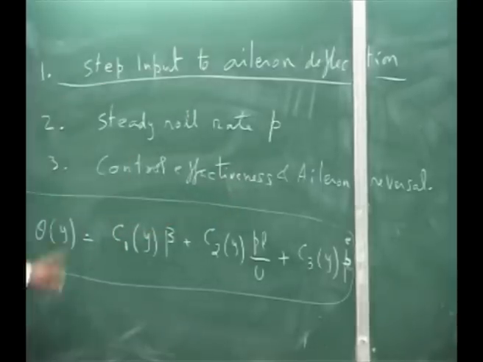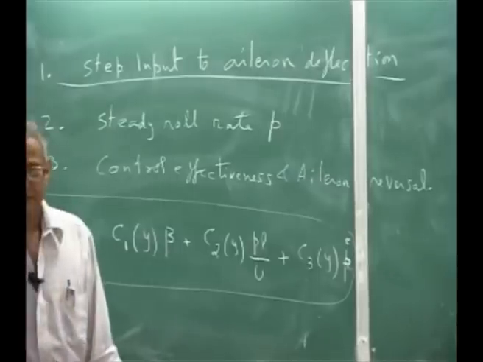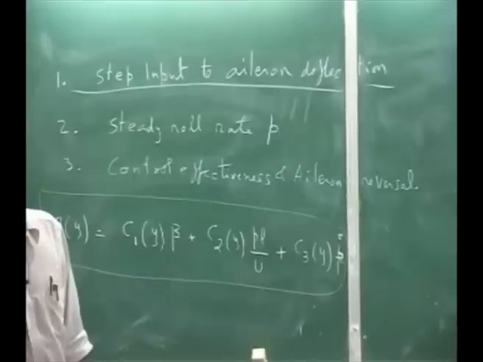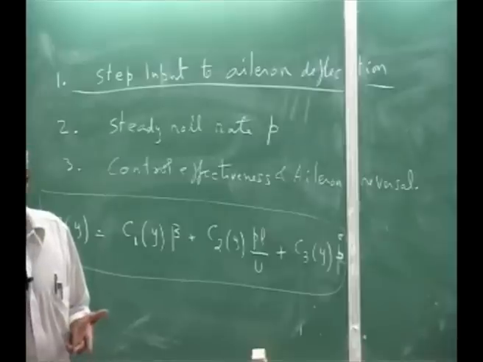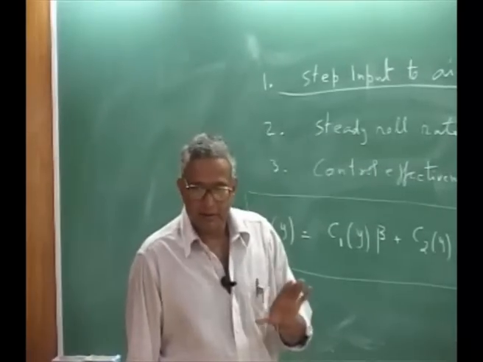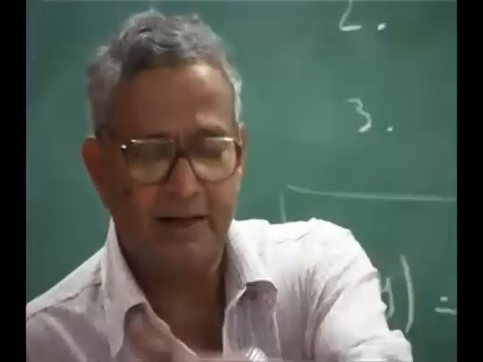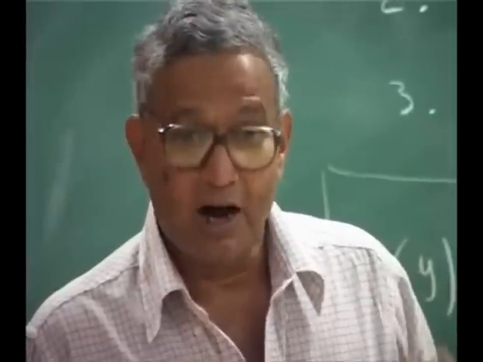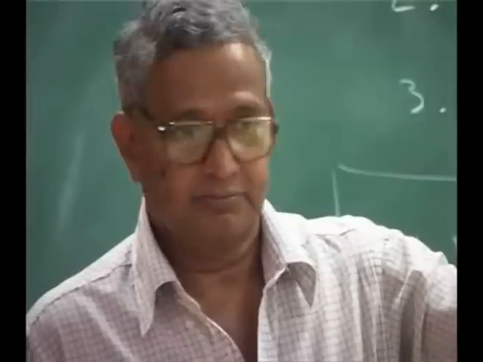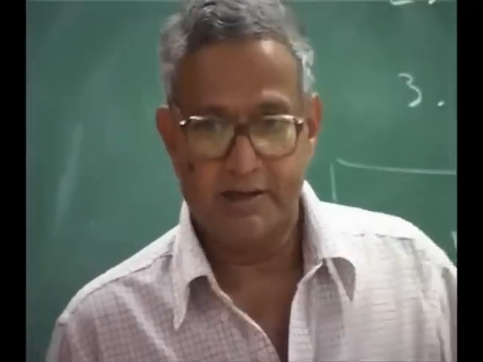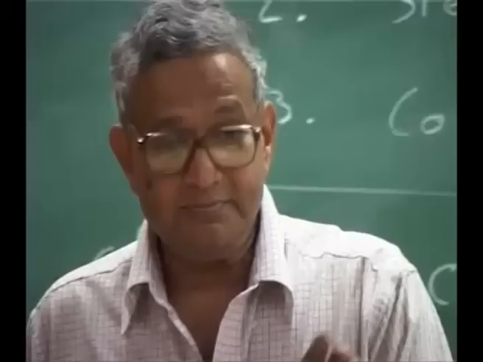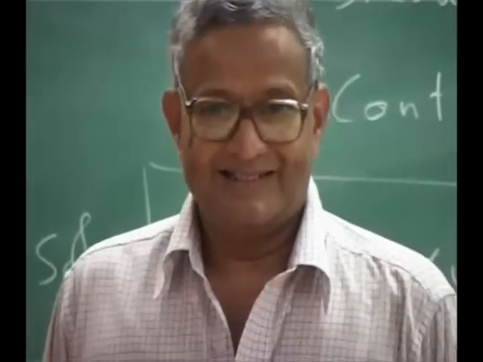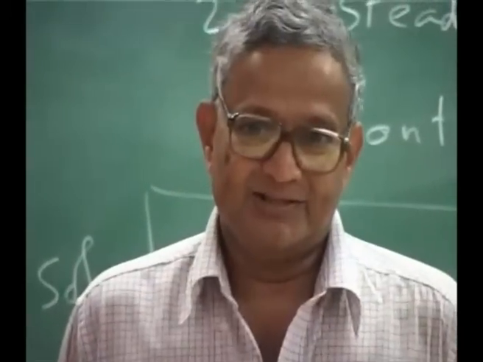Now, first we will go step by step. One question: this quantity P we are treating as an independent variable. Yes, P is an independent variable. I am saying I have a roll rate, and because of that roll rate, I have an angle of attack change. How I generate that is different; I don't care how I generate it, I have to generate it by deflecting the aileron. But if I have this much roll rate, what is the angle of attack change?